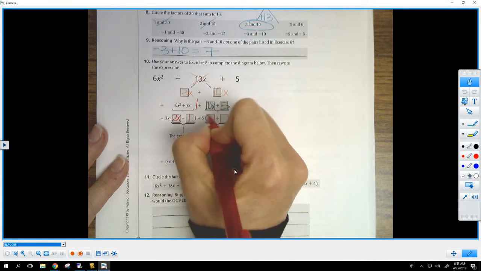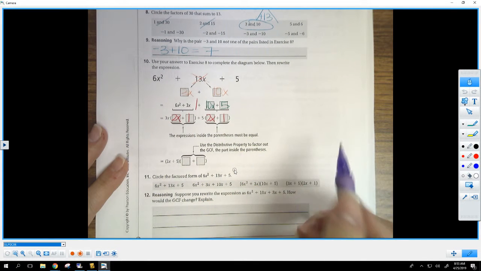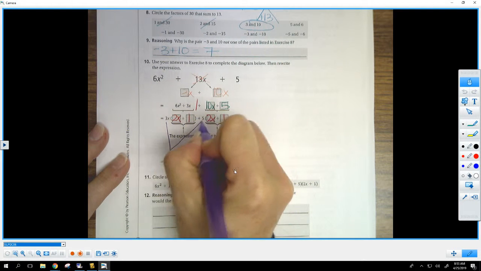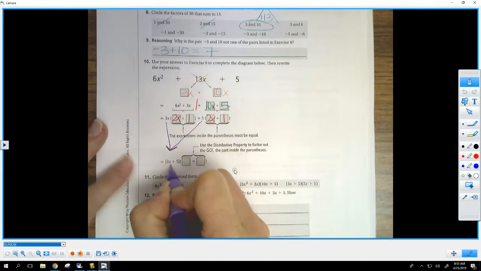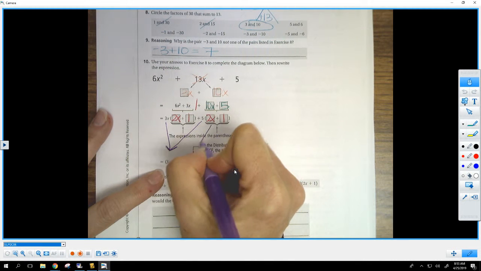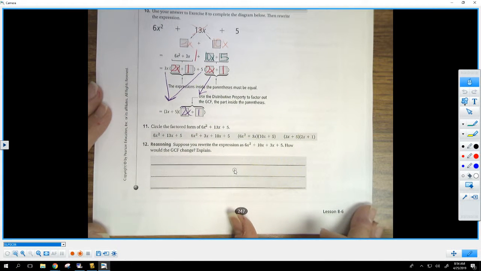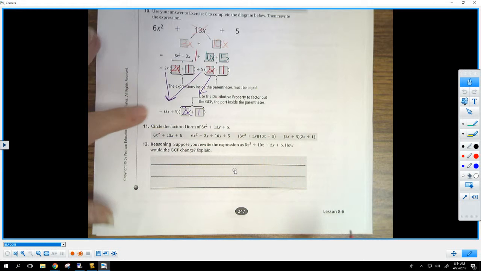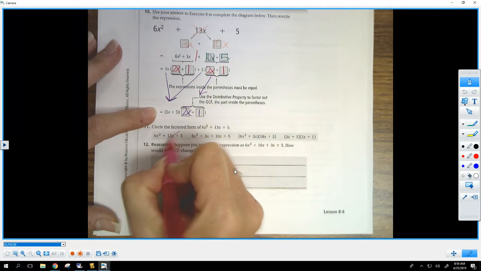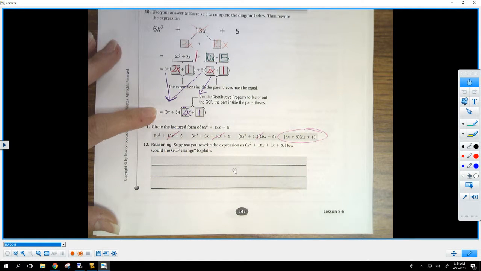So that leaves 2x plus 1, right? So if this is 2x plus 1, that must be 2x plus 1. So I take these two and I put them down here. And then remember, one of those just gets brought down. The expression inside the parentheses must be equal. Remember, whatever this is, this must be. Use the distributive property to factor out the GCF. That's how we got what was inside the parentheses. So now it says, circle the factored form of 6x squared plus 13x plus 5. We just said it's 3x plus 5, 2x plus 1.